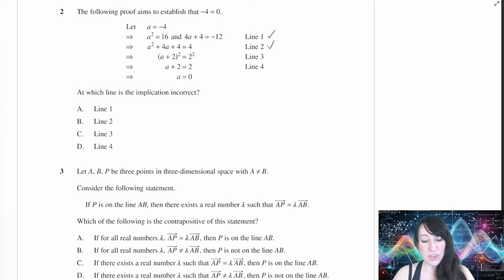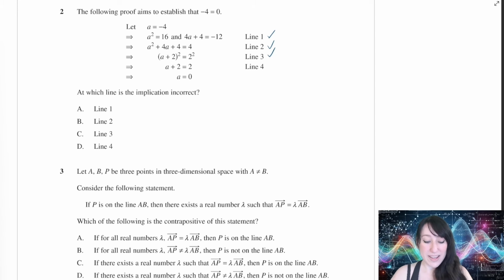Line 3 says, in brackets, A plus 2, squared, is equal to 2 squared. So both sides have been factorized. The left-hand side is a perfect square quadratic. The right-hand side, we're rewriting 4 as 2 squared. So line 3 does follow from line 2.